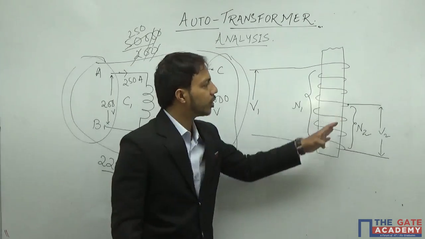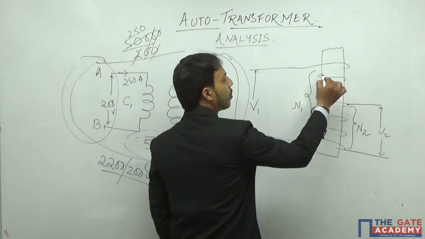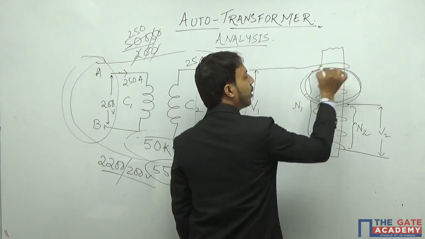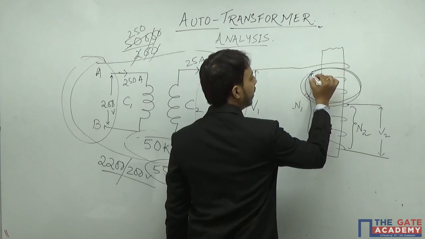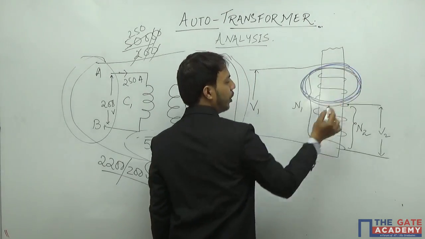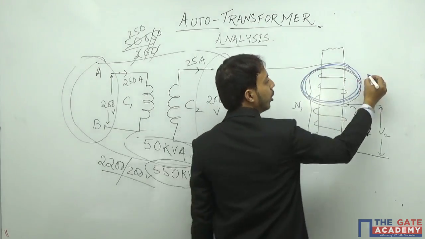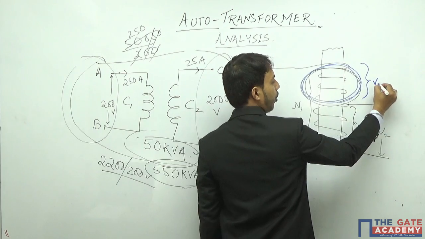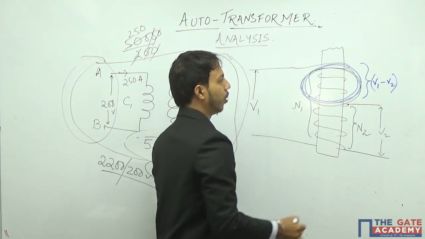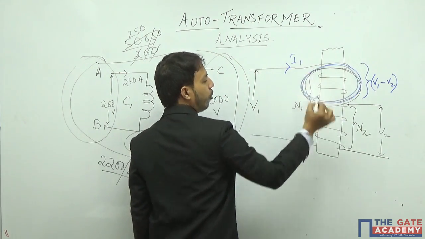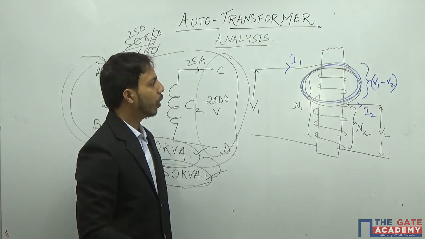Whereas in an auto transformer, this is the equivalent circuit of the auto transformer. Here, I will show this much part from some other angle. What is the voltage here? If you see, this much is voltage V1, this much is V2, so the voltage of this much part will be V1 minus V2. Let us say this current is I1 and this current is I2.